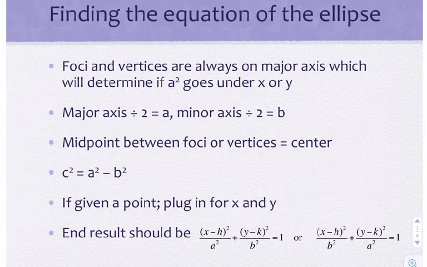So if they gave me that the foci are on my horizontal line, then I know the a squared is going to go under the x. And if they gave me the foci or the vertices on the vertical axis, then I know that the a squared is going to go under the y. If they give me the length of the major axis, then I just divide it by 2 to get the a, and the length of the minor axis I would divide by 2 to get the b.